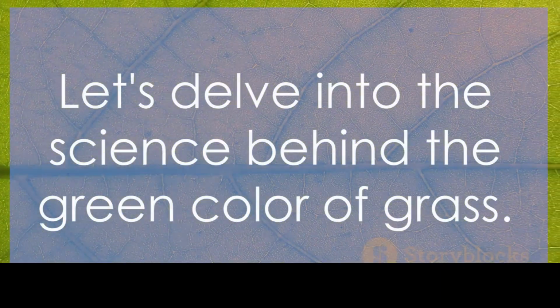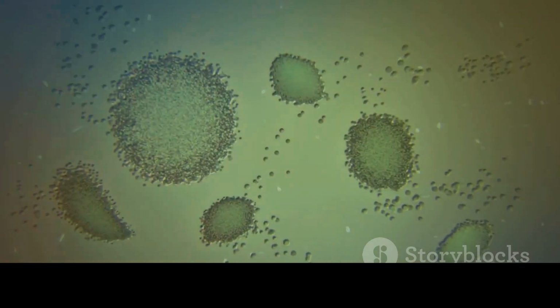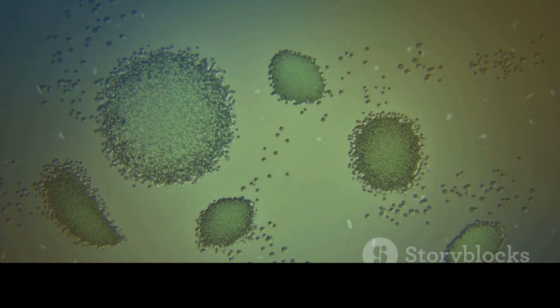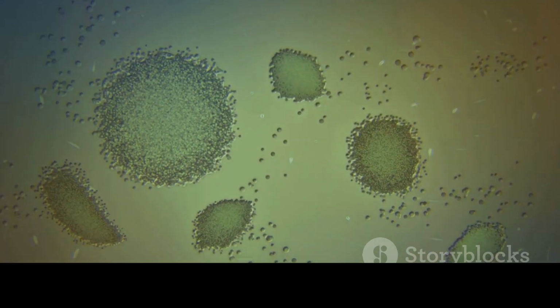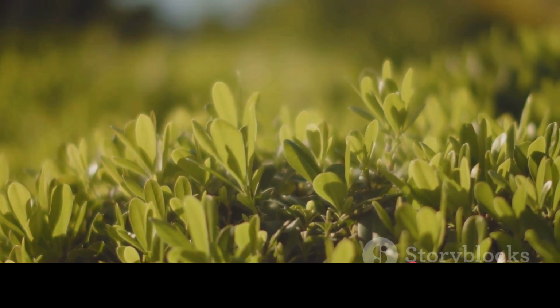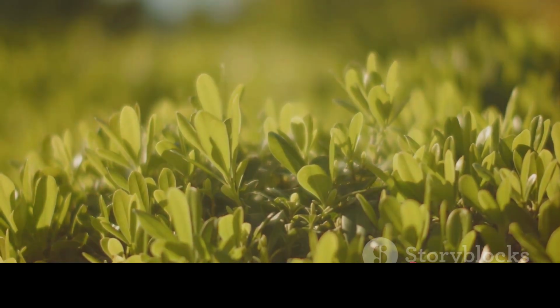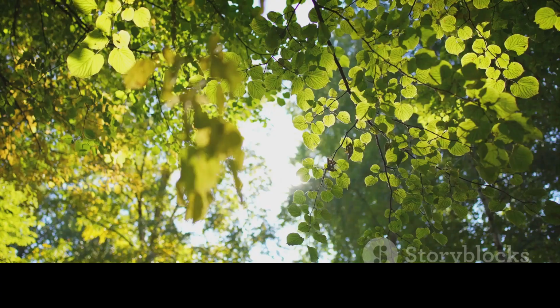Let's delve into the science behind the green color of grass. The green color of grass, and indeed all green plants, is due to a pigment called chlorophyll. Dive into the heart of any green plant and you'll find cells bustling with life. Within these cells are tiny structures called chloroplasts. The chloroplasts are the plant's power stations, producing energy through a process known as photosynthesis. And the star player in this process is none other than chlorophyll.